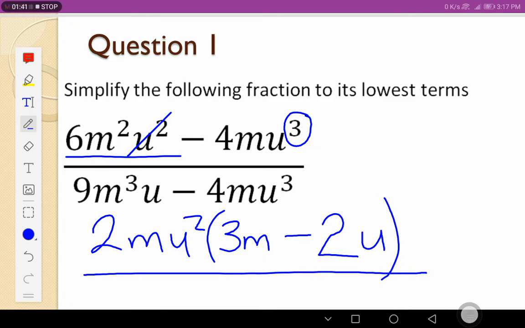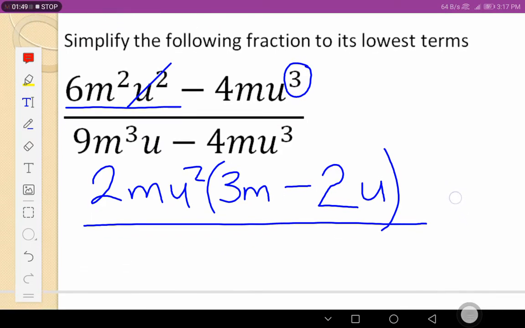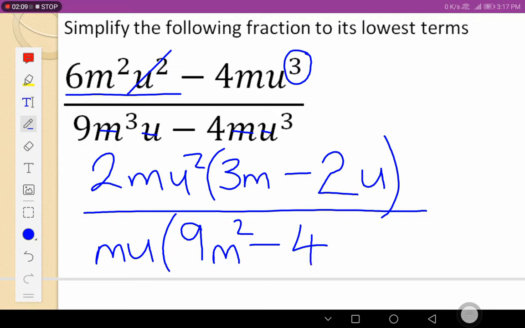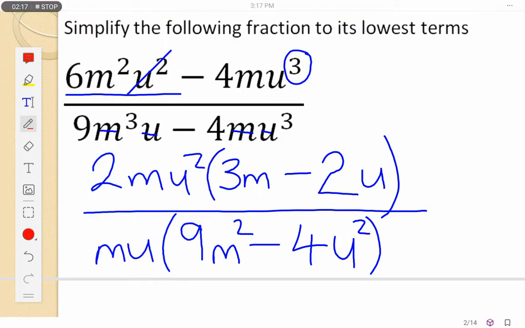I go to the denominator. Now on the denominator, do I have a number that can go into 9 and 4? No. So for that one, what I do is this. I can factor out mu. M here is common and u is common there. So I can factor out mu. Now I'm remaining with 9m squared minus 4u squared. Okay, like this. You see? Once I have this, I can still simplify it further.